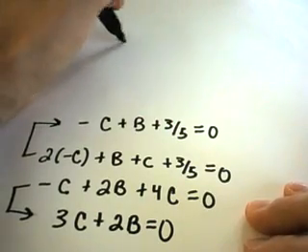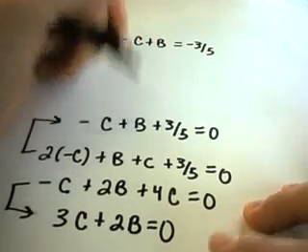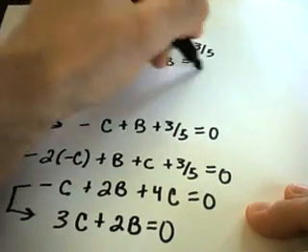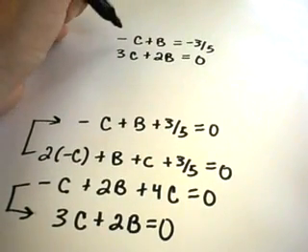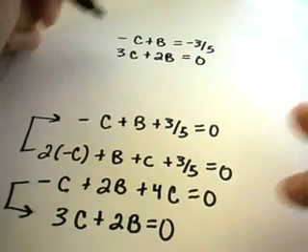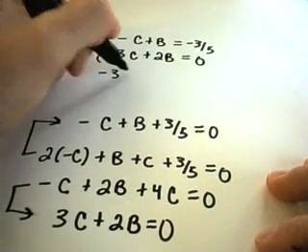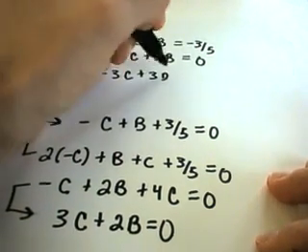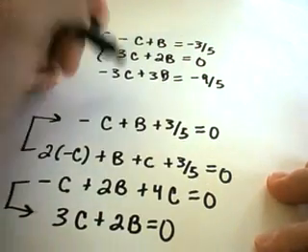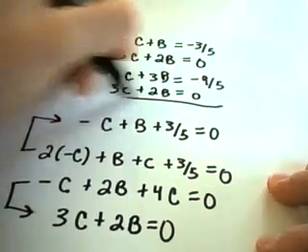And that'll give me the system of equations negative c plus b equals negative 3/5, rewriting the first one. And then the second one will give me 3c plus 2b equals 0. So I'm going to do elimination by addition and multiply the first equation by 3. So if I multiply the first equation by 3, I'll get negative 3c plus 3b equals negative 9/5 when I multiply the right side by 3. I'll have 3c plus 2b equals 0.